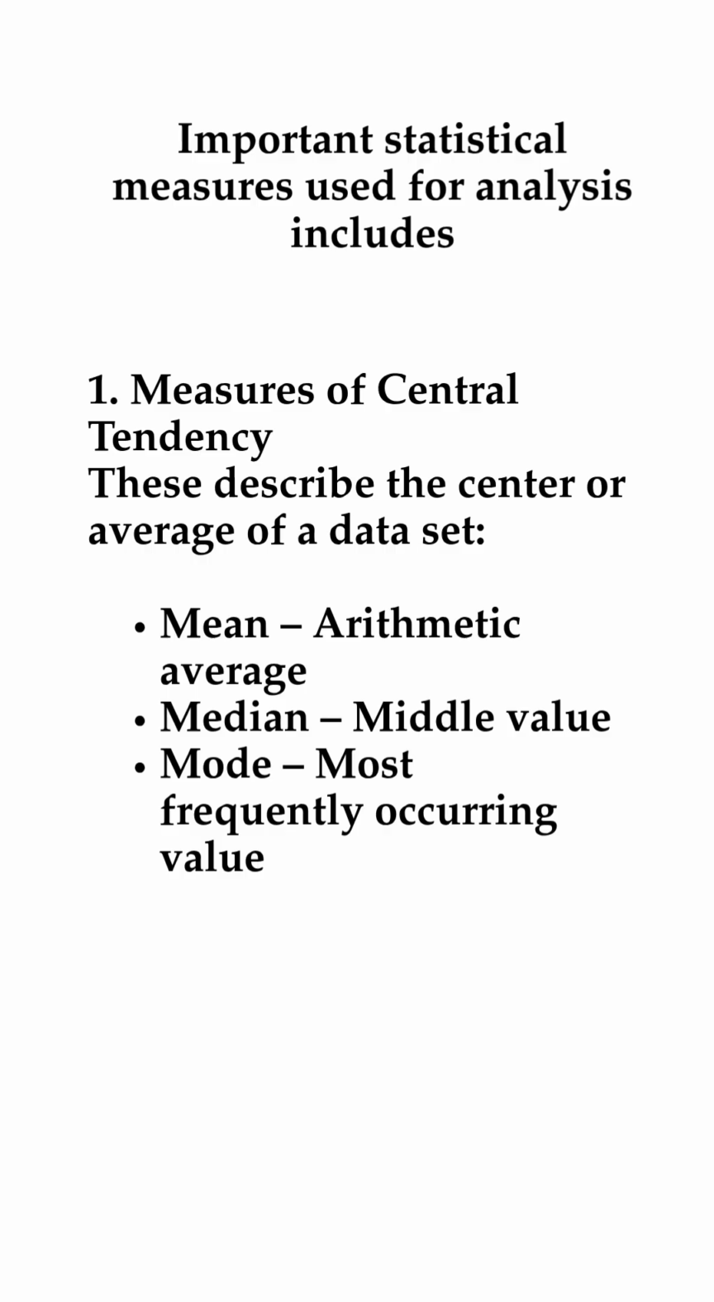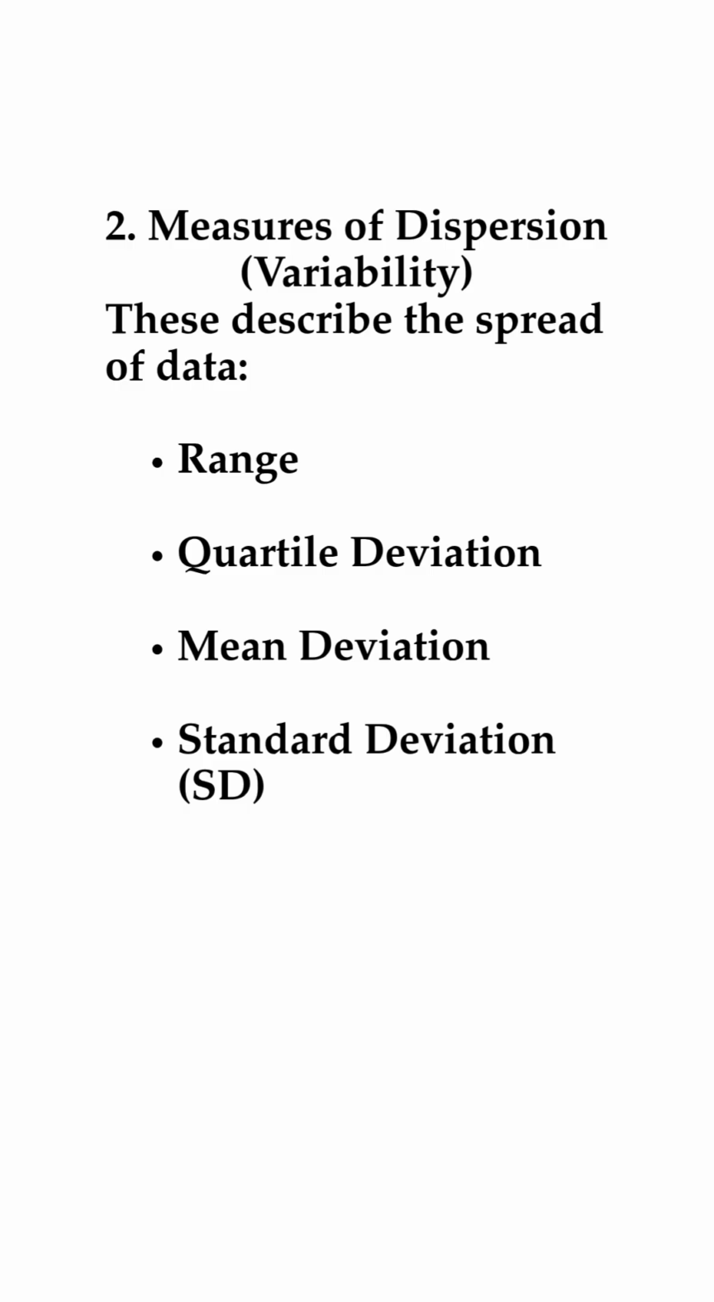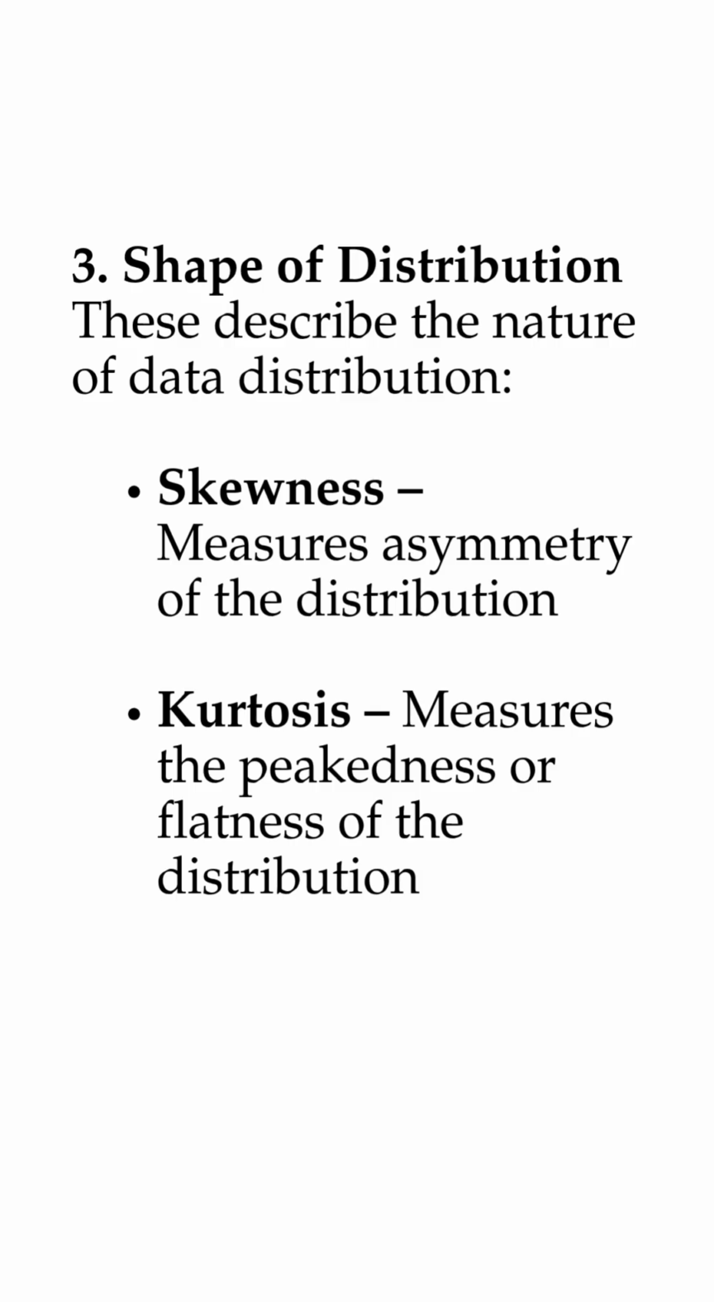Then the next one involves the measures of dispersion. Measures of dispersion is the second important thing. These describe the spread of data. It mainly comprises range, quartile deviation, mean deviation and standard deviation. These are the four important measures coming under the measures of dispersion.